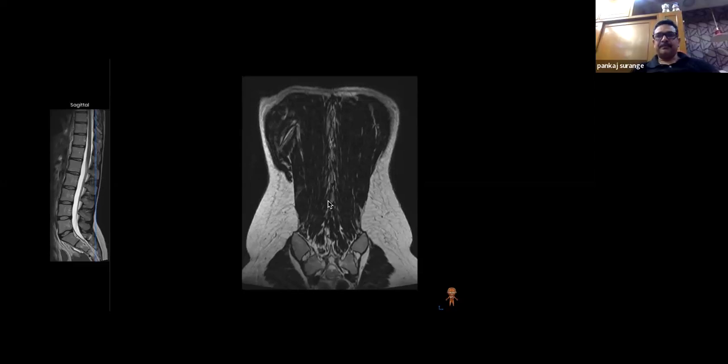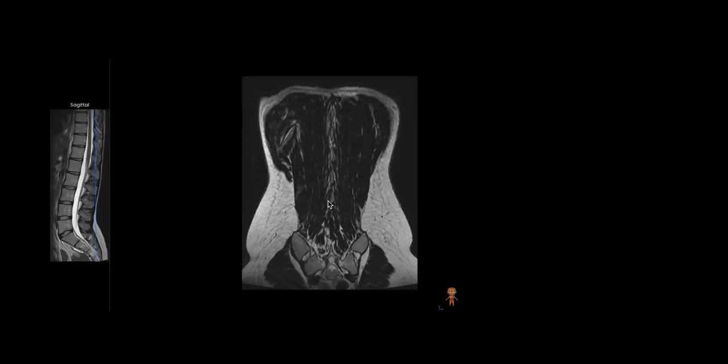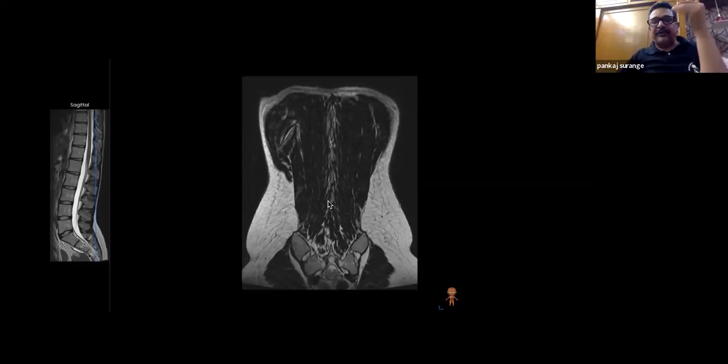What section is this? Paravertebral muscles. No, section. I'm talking about coronal section. Coronal section. Yes, perfect. Very good. So it's a coronal section.